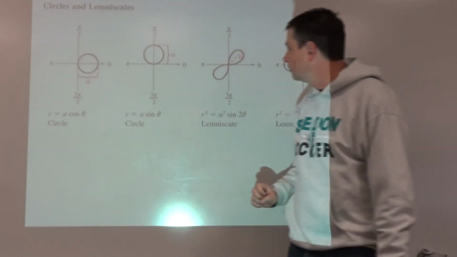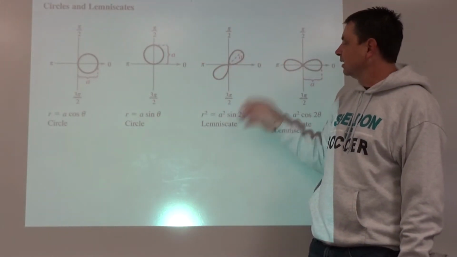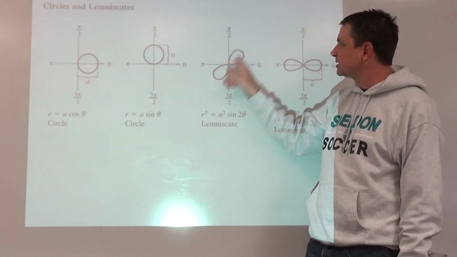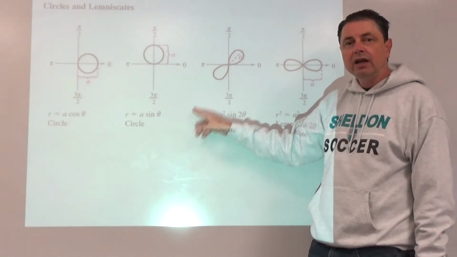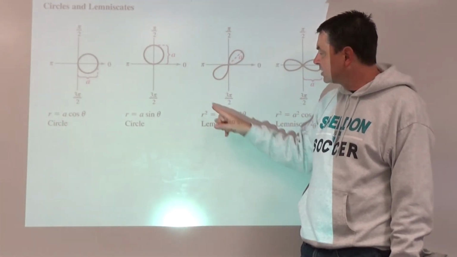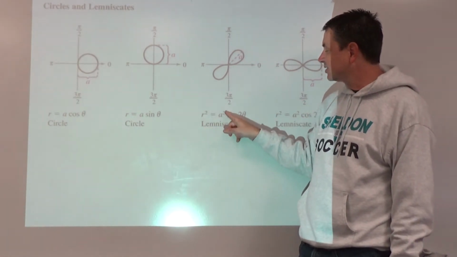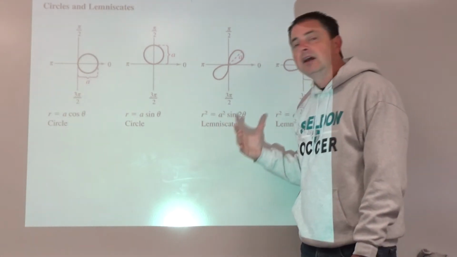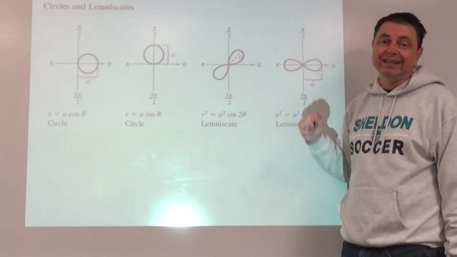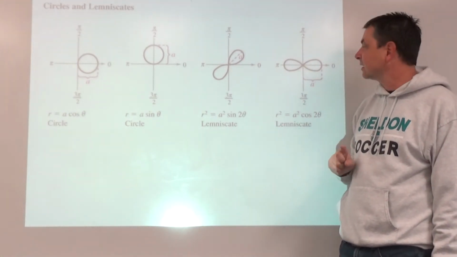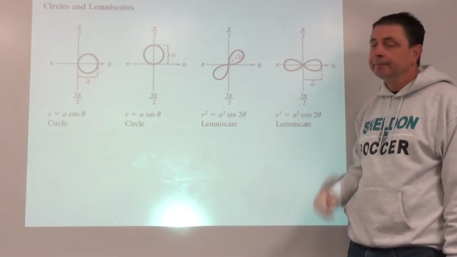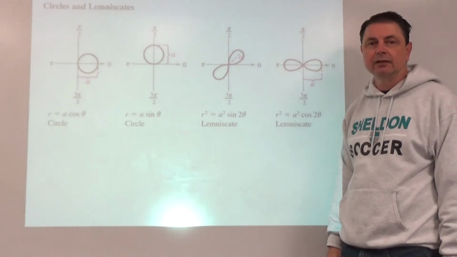A lemniscate looks like a figure 8. The sine version is symmetric about the line y equals x, this diagonal line, and it's of the form r squared equals a squared sine 2 theta. More popular is the cosine variety, which is symmetric about the x-axis: r squared equals a squared cosine 2 theta, that being a lemniscate.